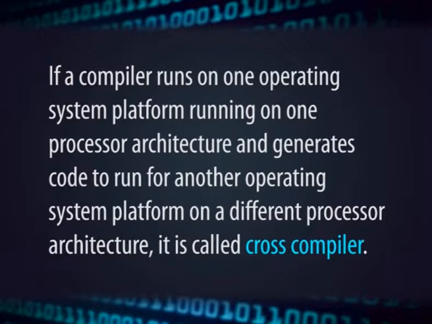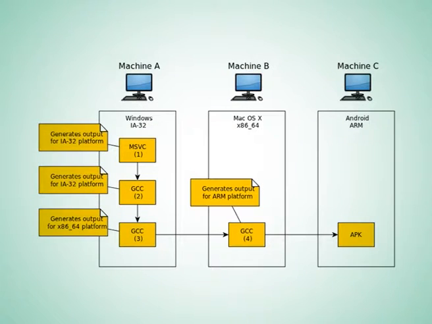If a compiler runs on one operating system platform running on one processor architecture and generates code to run on another operating system platform on a different processor architecture, it is called a cross compiler. For example, a compiler on a Windows platform generating code to run on an Android operating system on a smartphone is called a cross compiler.